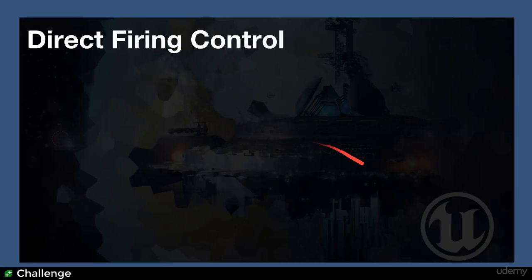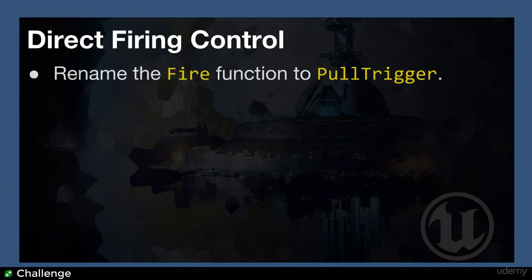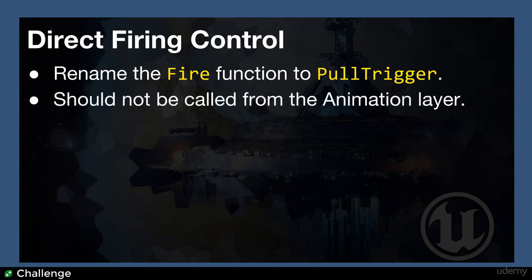So we're going to be directing the direct firing control. That is basically doing the gun first. So we're going to rename that fire function that we have on mannequin to pull trigger, just to be more in line, and also to break all the references that are in the blueprint so that we can go out and strip them out. So we want to go and strip them from basically the animation blueprint. So you should not be calling it from the animation layer at all, because it should be coming from the BT task and it should be coming from our input component.